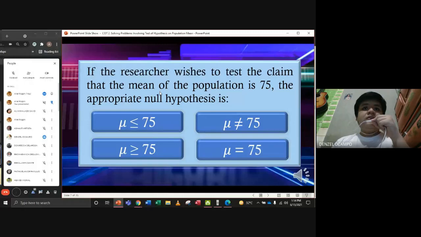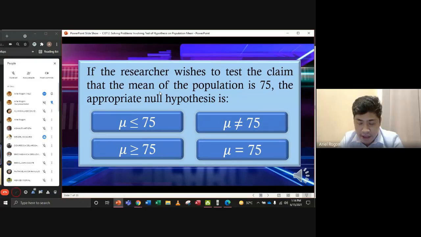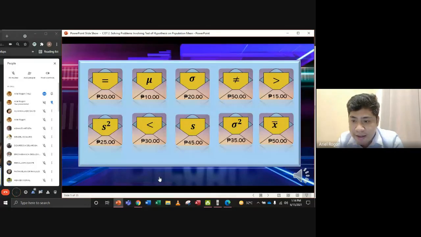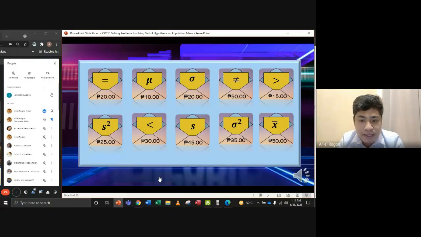If the researcher wishes to test the claim that the mean of the population is 75, the appropriate null hypothesis is population mean equals 75. Okay, very good. Your population mean is equal to 75. That is the null hypothesis. Very good, Ocampo. Is there anyone else? We still have sample standard deviation. Yes, U.